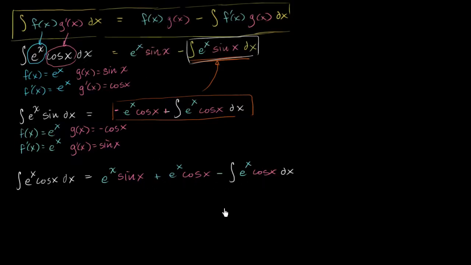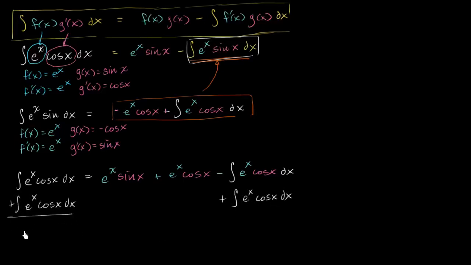Now what's interesting here is if we have essentially an equation where we have our original expression twice, we can even assign this to a variable and essentially solve for that variable. So why don't we just add this thing to both sides of the equation? Let me make it clear. Let's just add the integral of e to the x cosine of x dx to both sides.